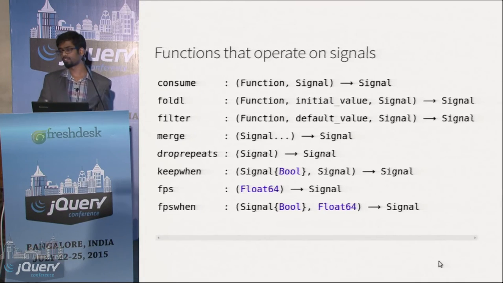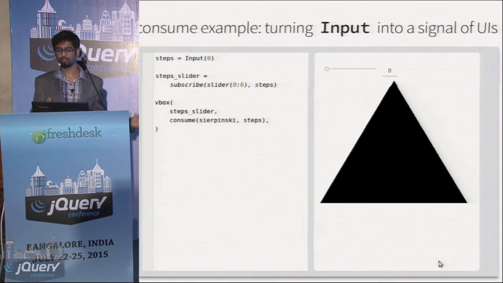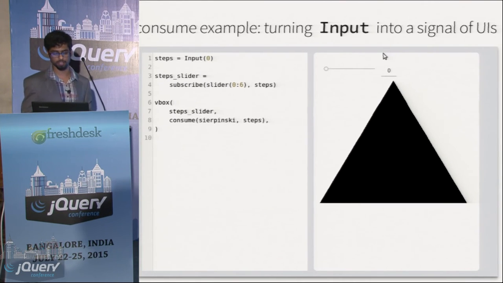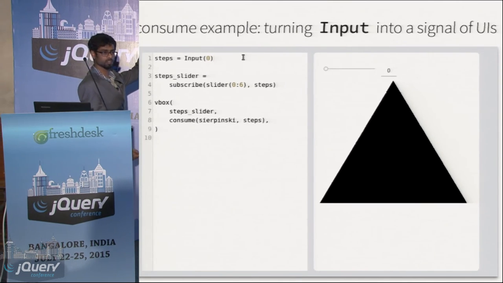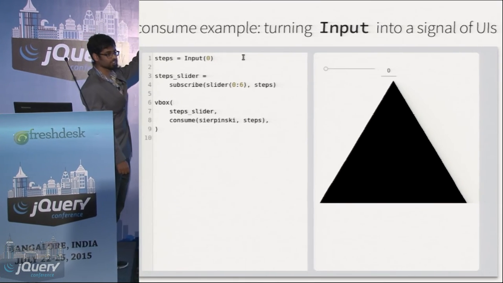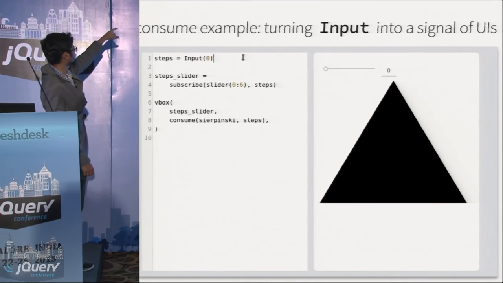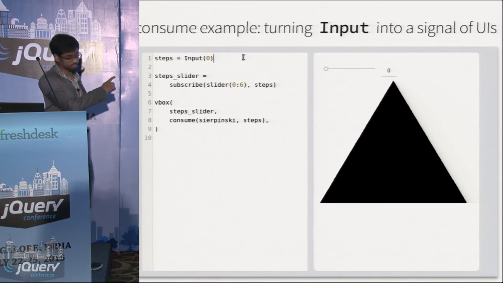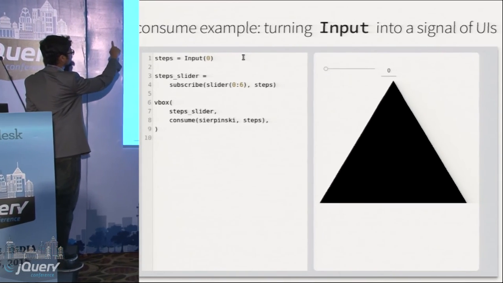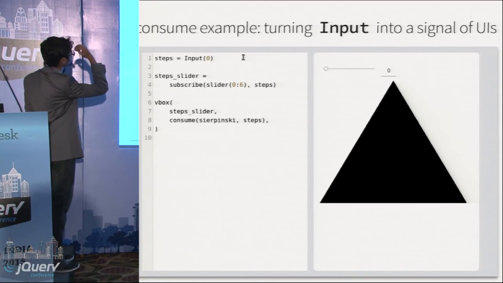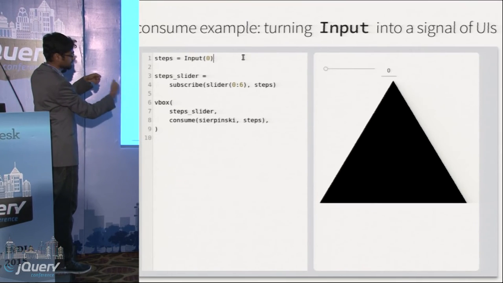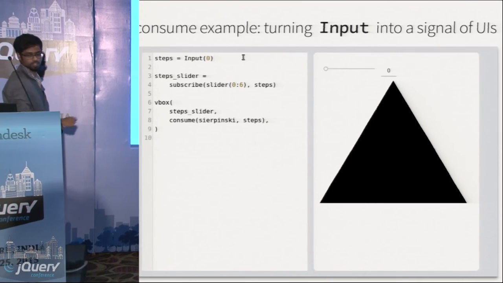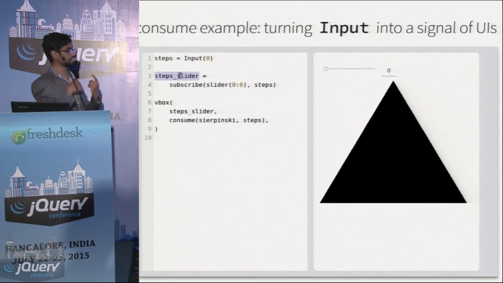So you can think of it as consume. Right. So I'm going to show some examples. It's going to become clearer. An input is just like a wire with some initial voltage. And then I'm starting off the input with the value zero. And then I am going to create a slider over here and subscribe the slider to the steps input. So it's basically like attaching the output from a slider to this input. So now I have a new slider which is connected to this input.